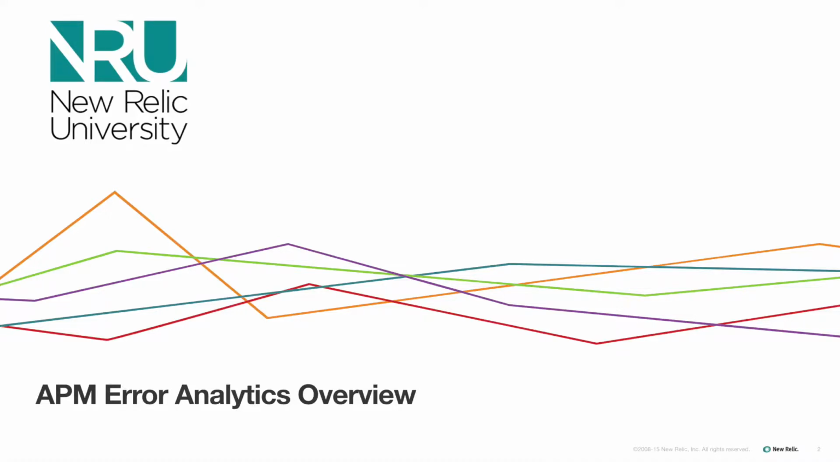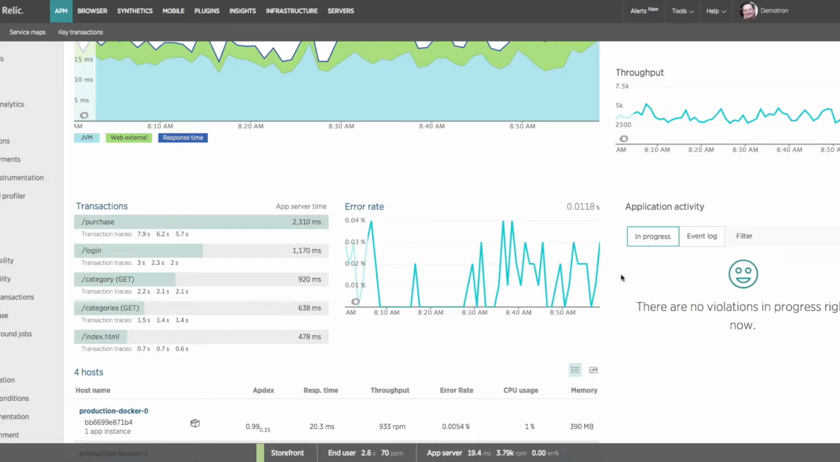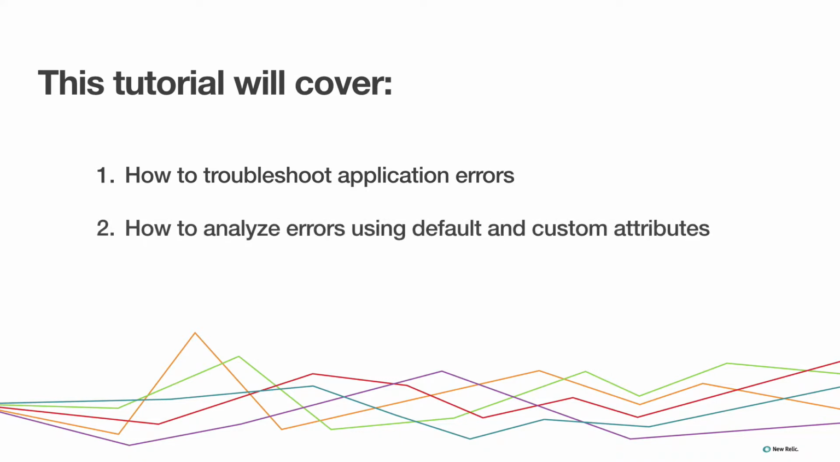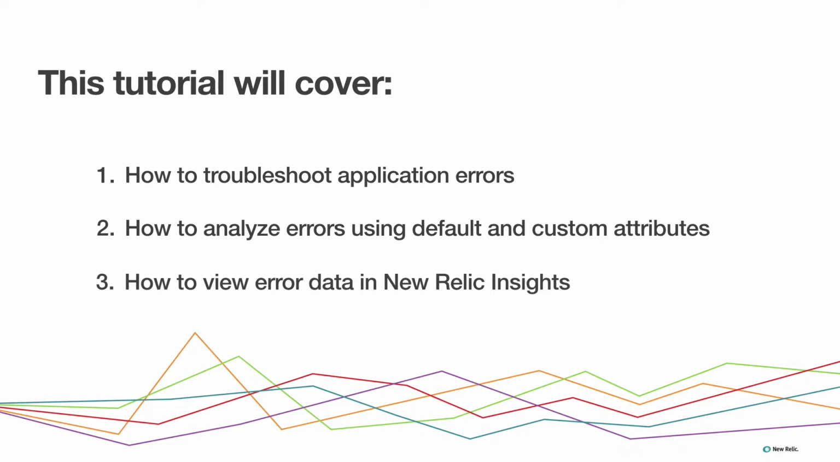The Error Analytics dashboard in New Relic APM is designed to help you quickly troubleshoot unhandled exceptions in your application. This tutorial will cover how to use the Error Analytics dashboard to troubleshoot runtime errors in your application, how to analyze errors using default attributes that we capture automatically, as well as custom attributes that you can send from your code, and how to view error data in New Relic Insights so that you can perform further analysis.